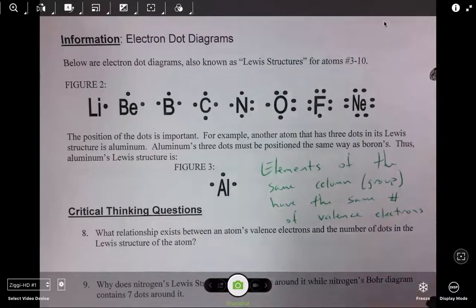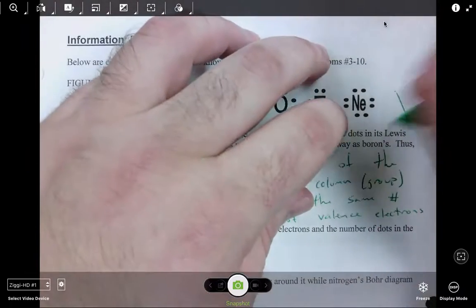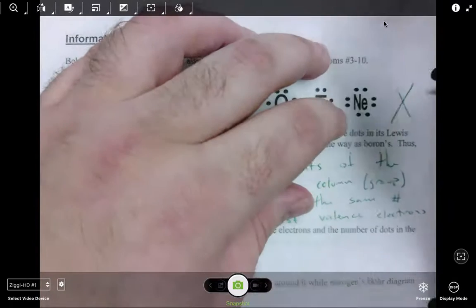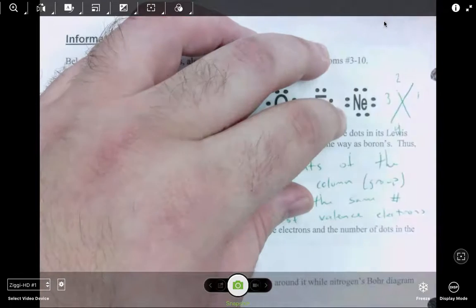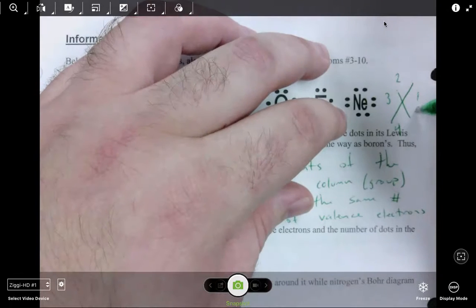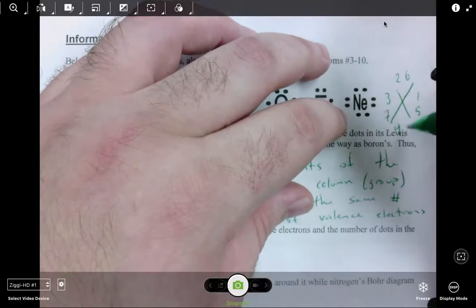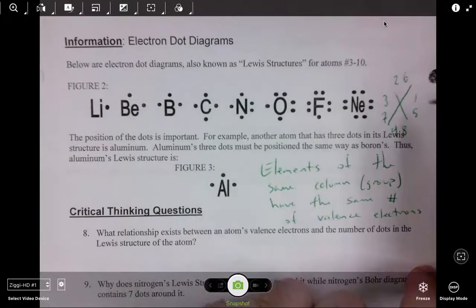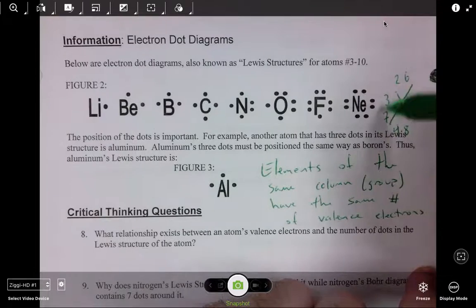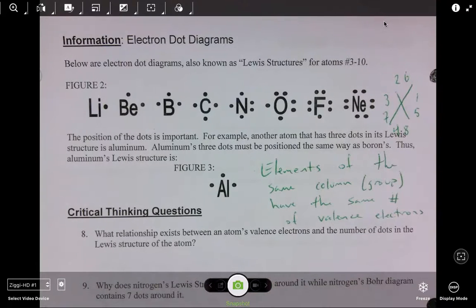So if we think about this, we can think about a generic element X. The first dot goes here, second dot, third dot, fourth dot. Then we just repeat ourselves. Fifth dot, sixth dot, seventh dot, and eighth dot. So in other words, you can think about it, you go around counterclockwise twice, putting 1 dot on each side. The maximum you have is 8.